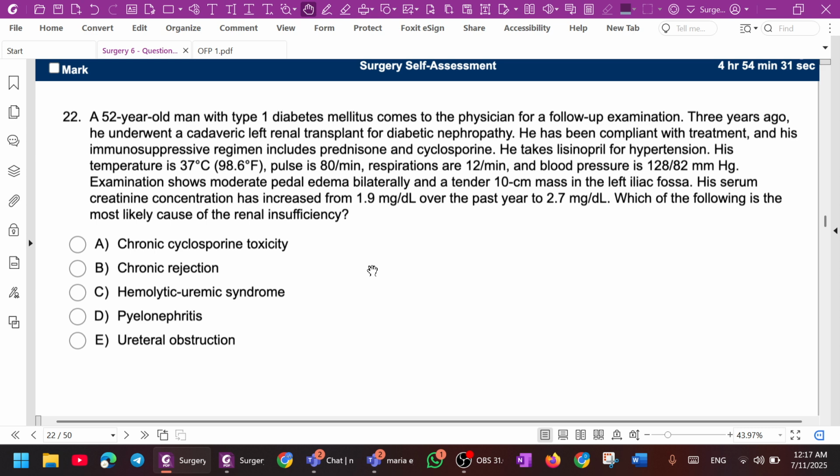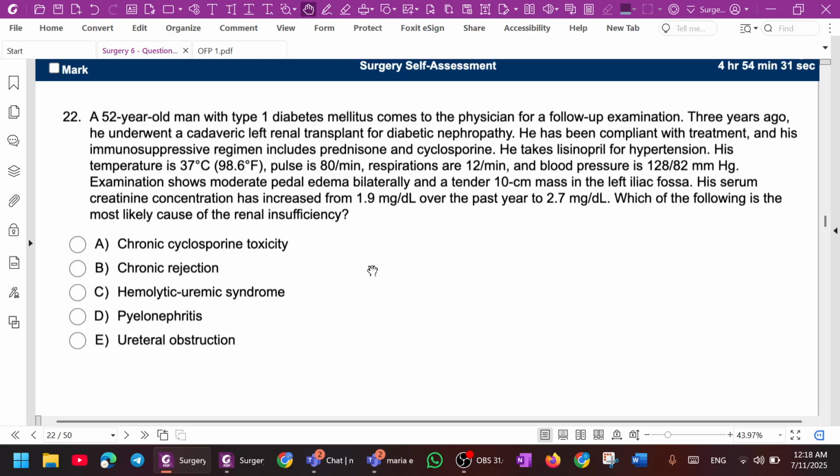A 52-year-old man with type 1 diabetes mellitus comes to the physician for a follow-up examination. Three years ago, he underwent a cadaveric left renal transplant for diabetic nephropathy. He has been compliant with his treatment, and his immunosuppressive regimen includes prednisolone and cyclosporine. He takes lisinopril for hypertension.